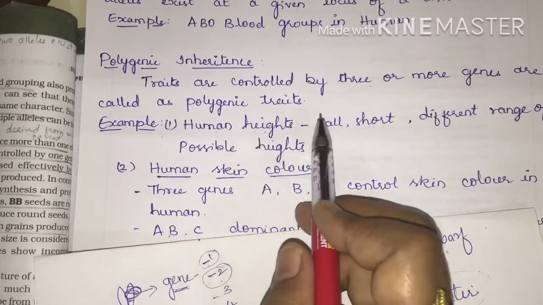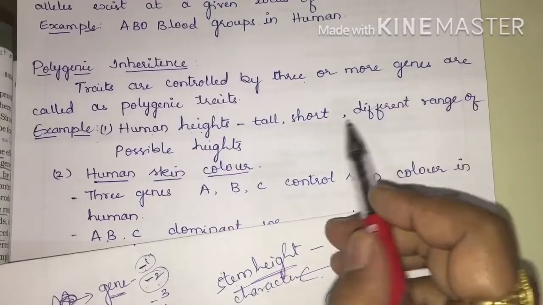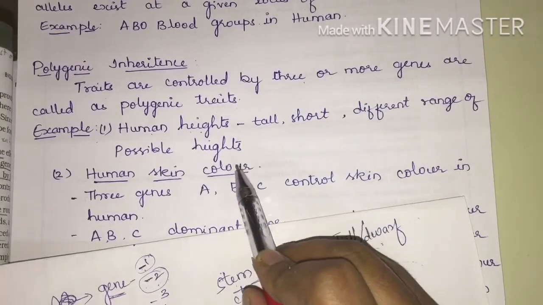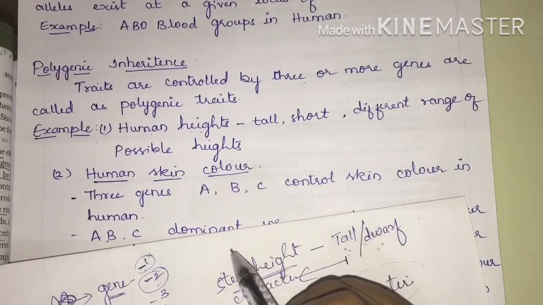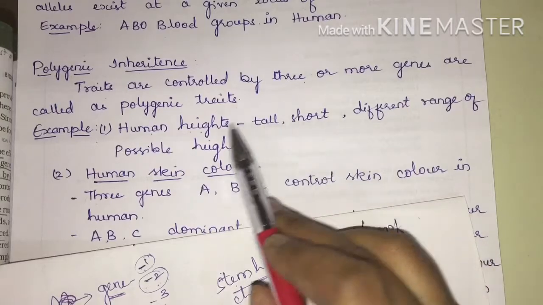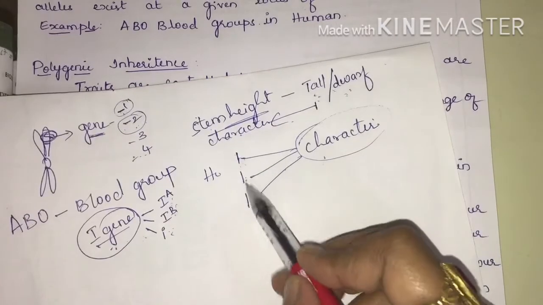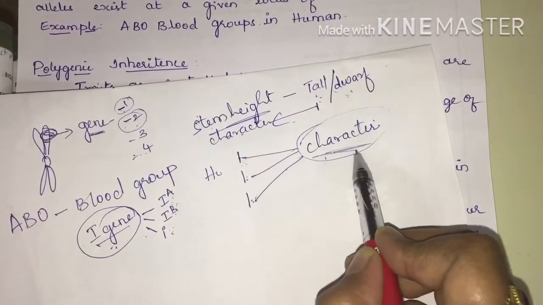Human height, do you find only tall and short? No, we find different ranges of height. Is it a different range of possible height? That is medium. You find different ranges of height. All those we are getting because many genes are responsible for that height character. Okay, these many genes are responsible for that height character.